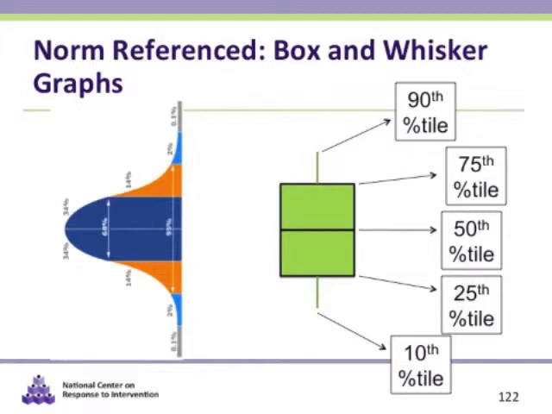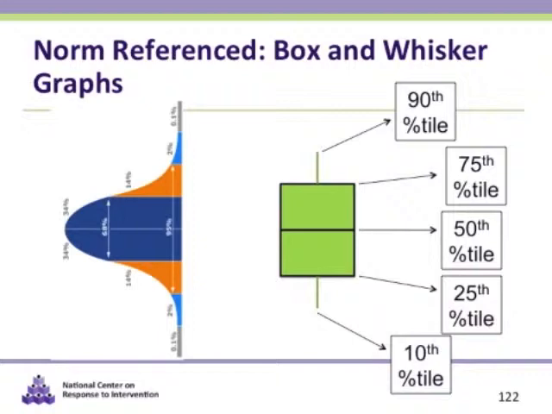Box plots are a common way to graphically represent norm referenced data. So think about the bell curve turned on its side. What you end up with is a box plot. So the box plot and the bell curve are somewhat similar in shape and representation. In a bell curve, the middle line is the median score. So it says the 50th percentile, meaning that half is above that line and half is below.